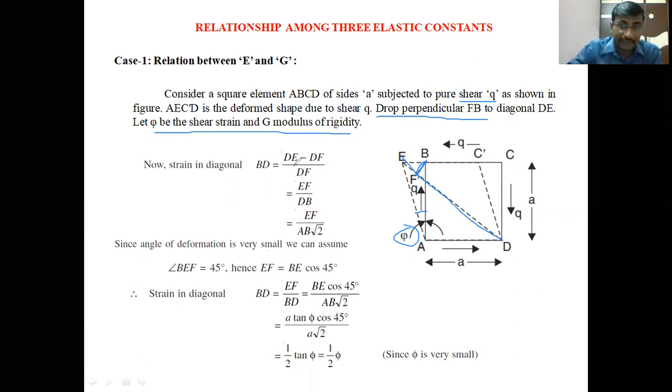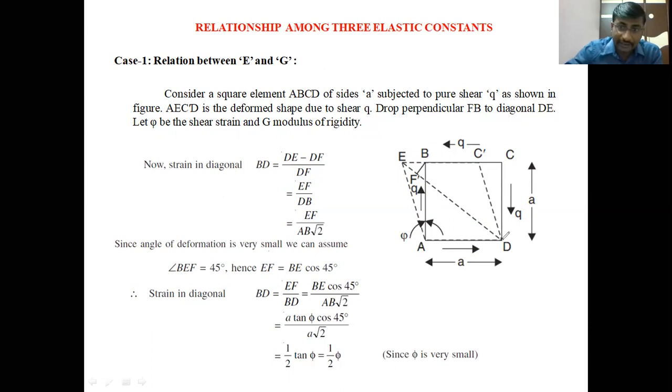Now, the strain in diagonal BD. What is the strain by applying the load? We are going to analyze the strain. What is the deformation, the change in length of the diagonal BD here? The diagonal BD becomes DE after applying the load. That means it will be extended somewhat. How much extended? That is the strain in diagonal BD.